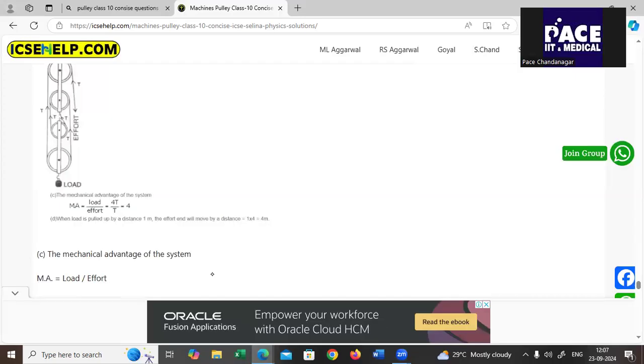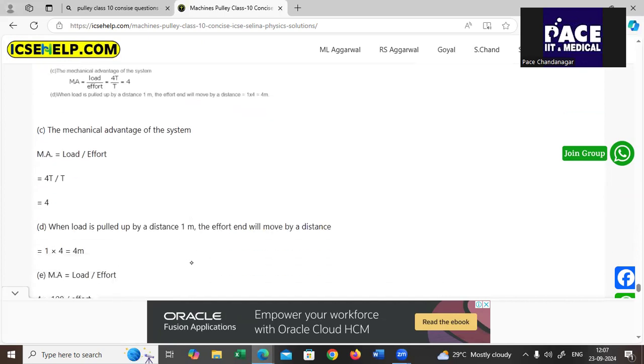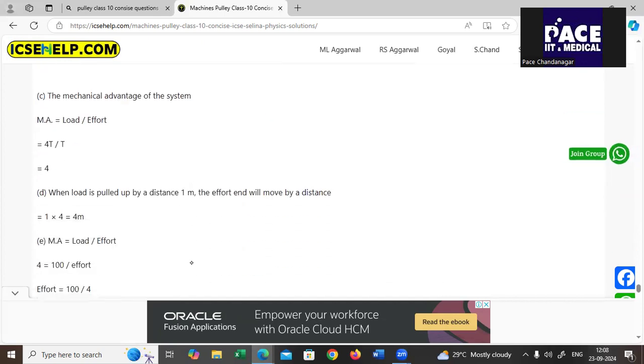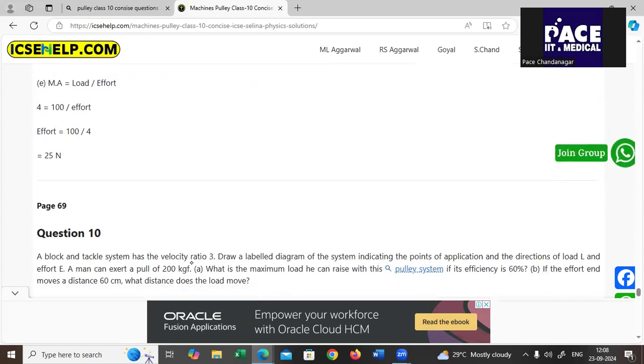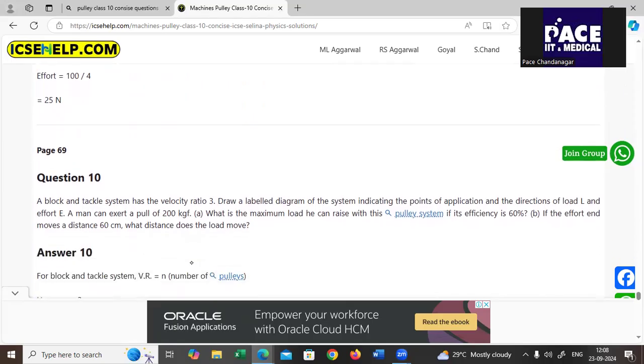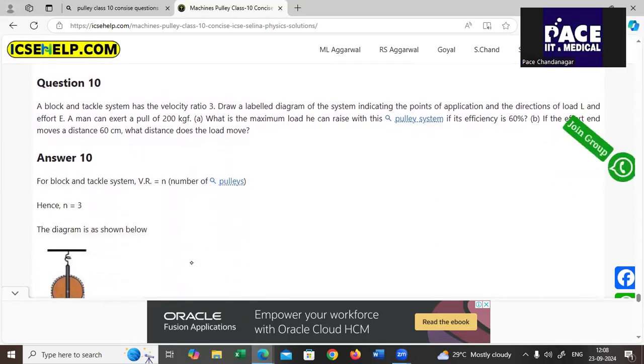So mechanical advantage is load by effort, which is your 4 by 1, which is 4 there, right? So that is it. Then effort is equal to your mechanical advantage is load by effort. Mechanical advantage 4 you have, load you have 100, then effort is how much? That's what you get there. So you can use only 1/4 of the load to pull up that system there, to pull up that weight there. So that is a force multiplier.